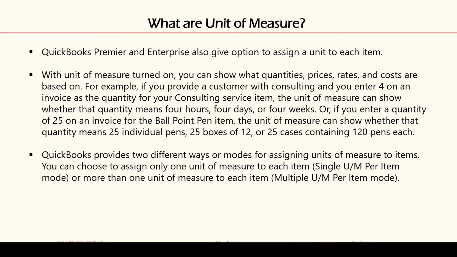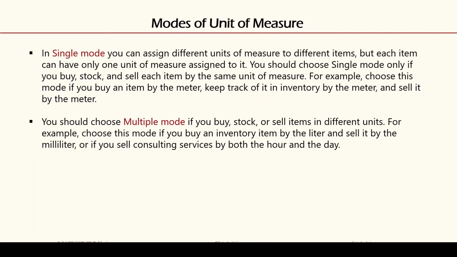QuickBooks provides 2 different ways or modes for assigning unit of measure to items. You can choose to assign only 1 unit of measure to each item, which is also called single unit of measure per item mode, or more than 1 unit of measure to each item, which is also called multiple unit of measure per item mode. So what are the modes of unit of measure, and let's go a little bit more in detail on that.